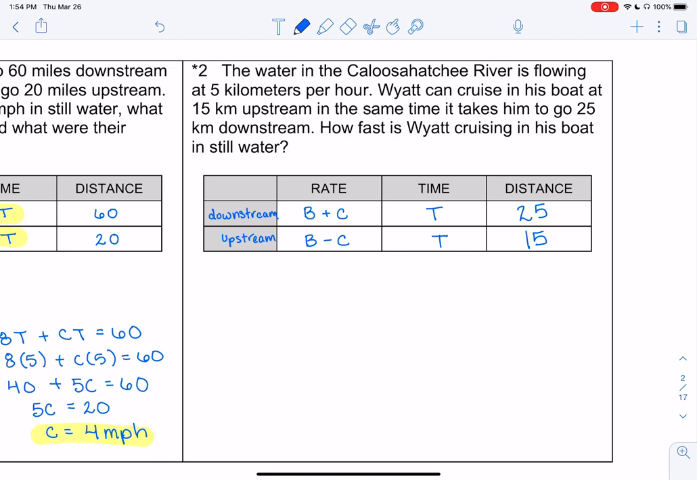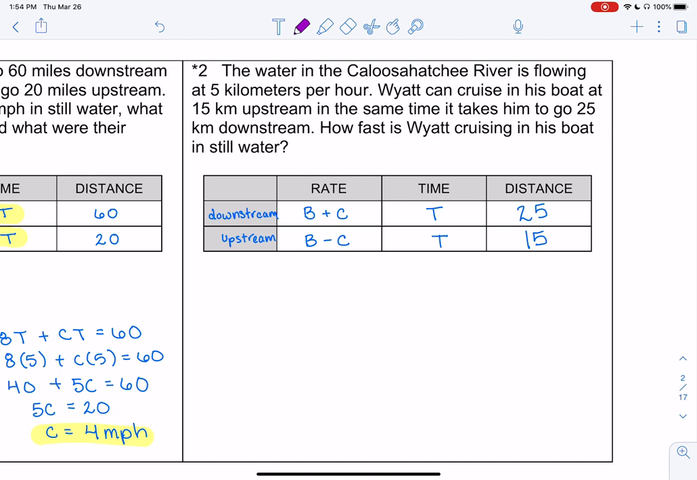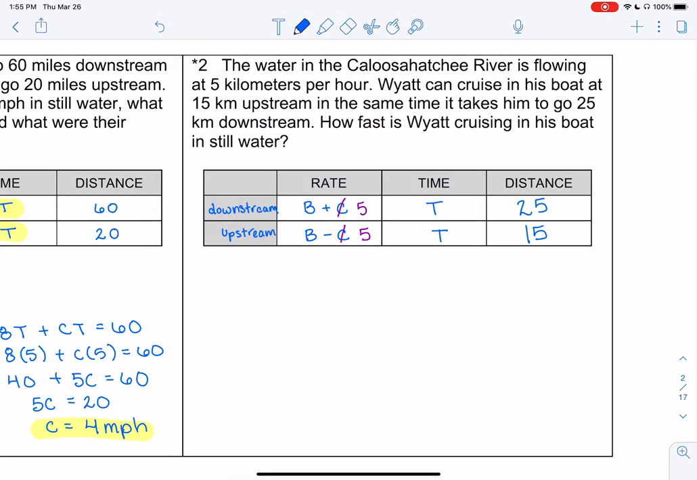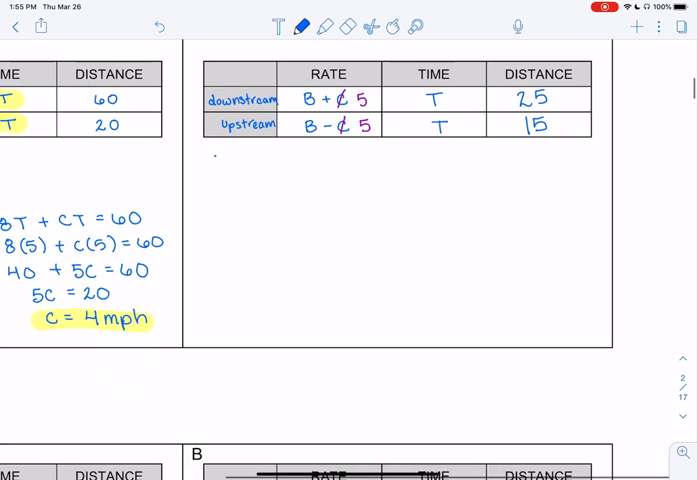Now the information that's given this time is the current. Okay, the water is traveling at 5 kilometers per hour. So I'm just going to get rid of my C here and make a note that it's 5 for that value. Okay, now I have my chart all set up. I can go to writing my equations. The first equation, I have b plus 5. That will get multiplied by t. So that equal to 25. Then I have b minus 5 multiplied by t. So that's equal to 15.